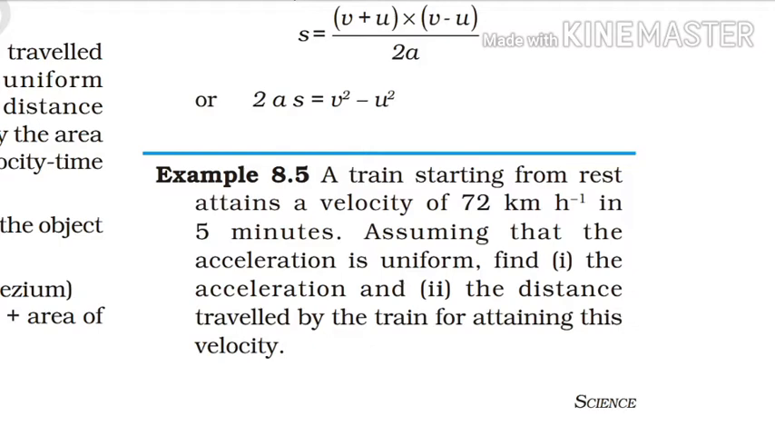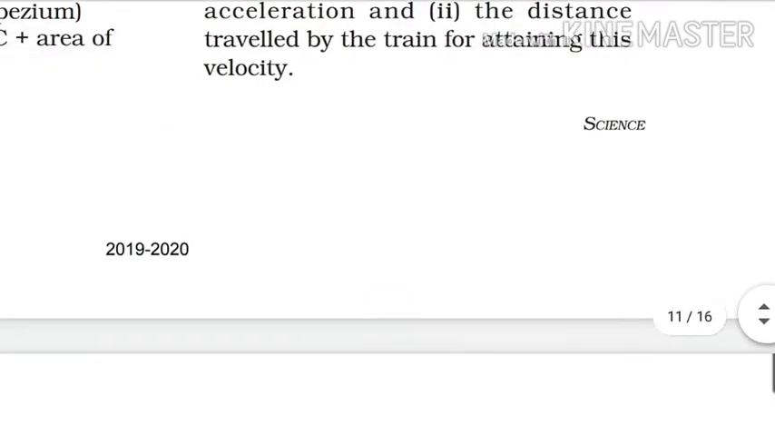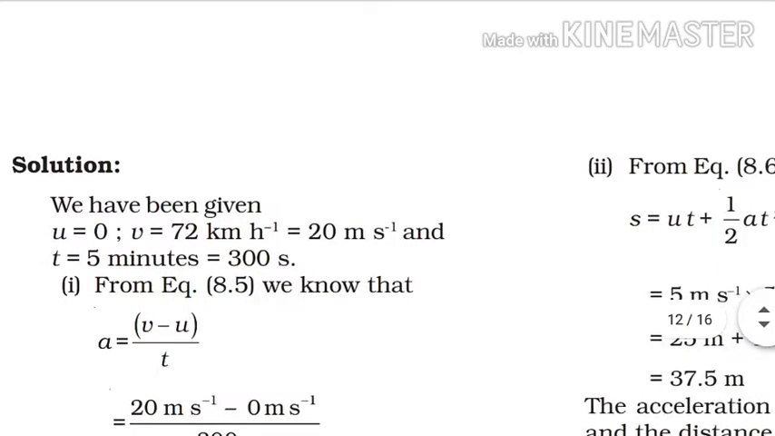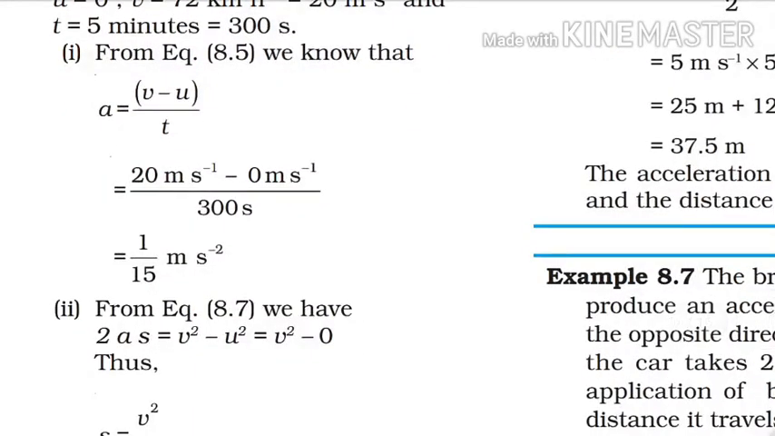Okay, assuming that the acceleration A acting on the train is uniform, then what will be the acceleration? As we know, acceleration can be defined as the change in velocity divided by time. So A equal to V minus U by T. It means 20 minus 0 divided by 300. It means 20 by 300, which is 2 by 30, which is 1 by 15. It means 0.06 meter per second square. That will be the answer. Or 1 by 15 meter per second square.